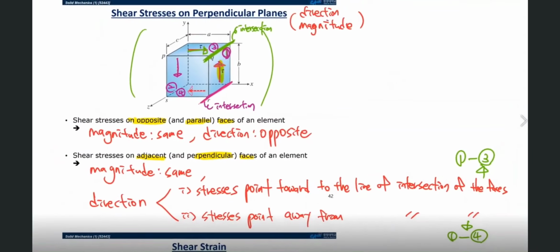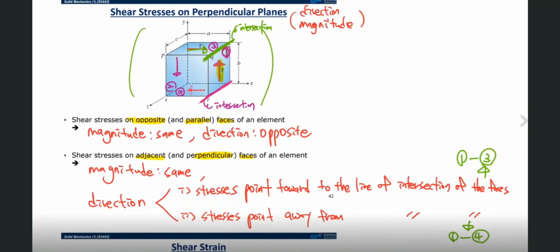So two different cases have to be considered to define the direction of adjacent faces set. Okay? So using this kind of equality of shear stresses, we can properly define the shear stress component on a shear element. Okay.